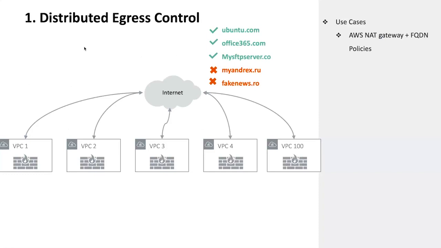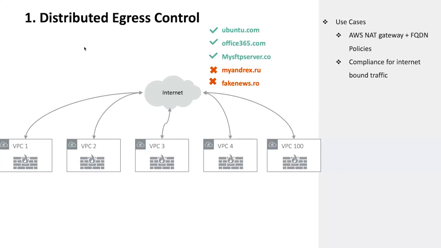And as you can see from the picture, the VPC is going to the internet, and you have your green list and red list of the URLs that you are allowing and denying. And in this egress deployment, you have a firewall or appliance in each VPC. So it's distributed. That's the idea. Distributed meaning every VPC has this control.